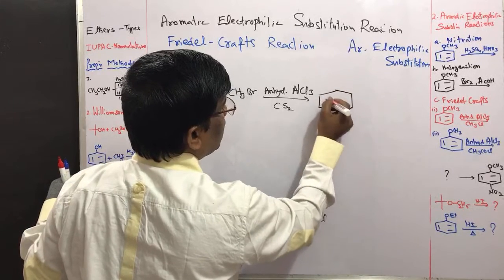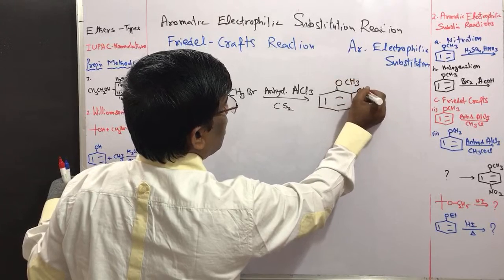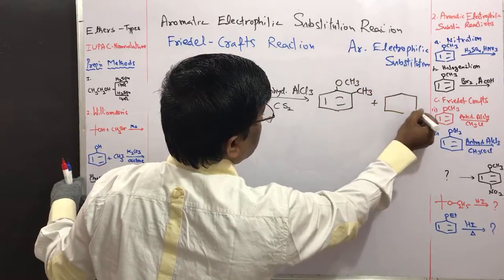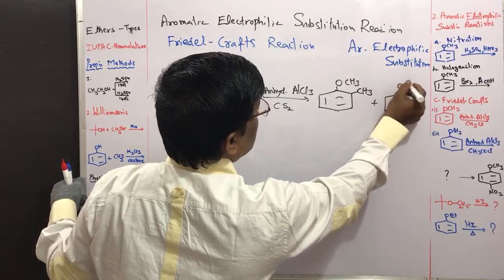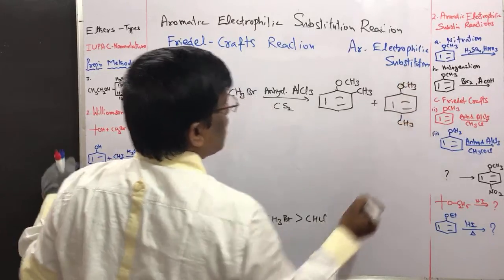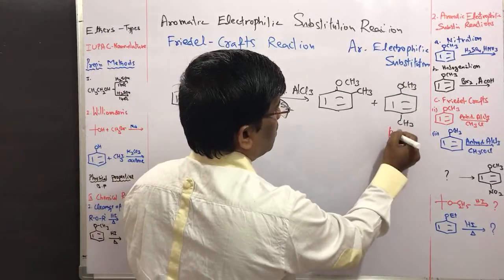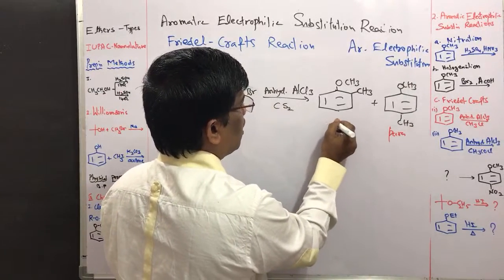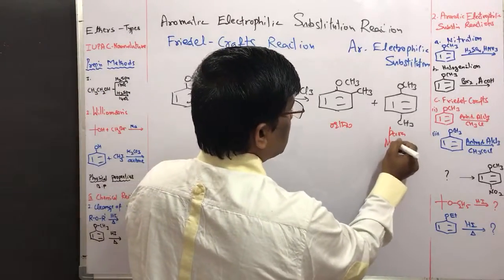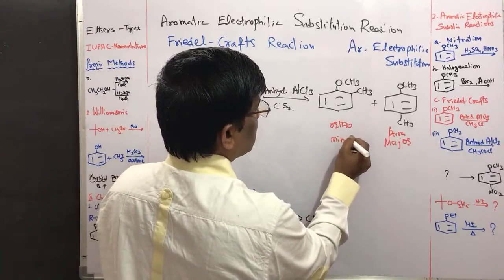You are going to get a mixture of compounds: this ortho methyl anisole plus para methyl. And what is the ratio of these two? All the time it may not be 90-10%, but the usual pattern is that para is going to be major, and this is ortho. So blindly you can say para is major. It is not exactly 90-10%, and ortho is minor.